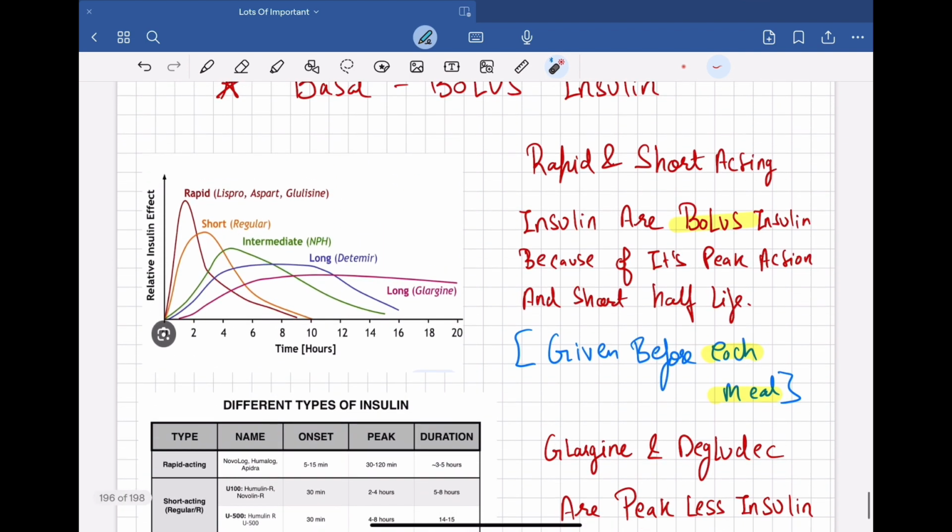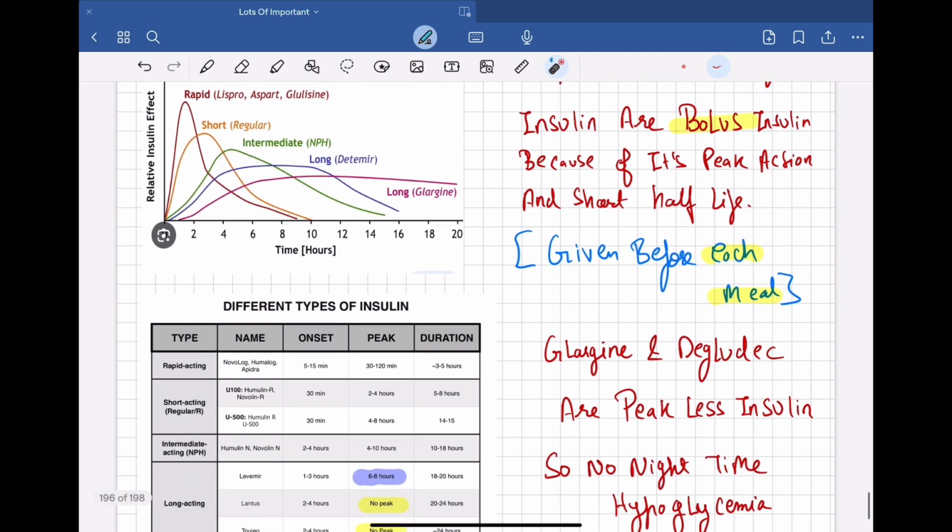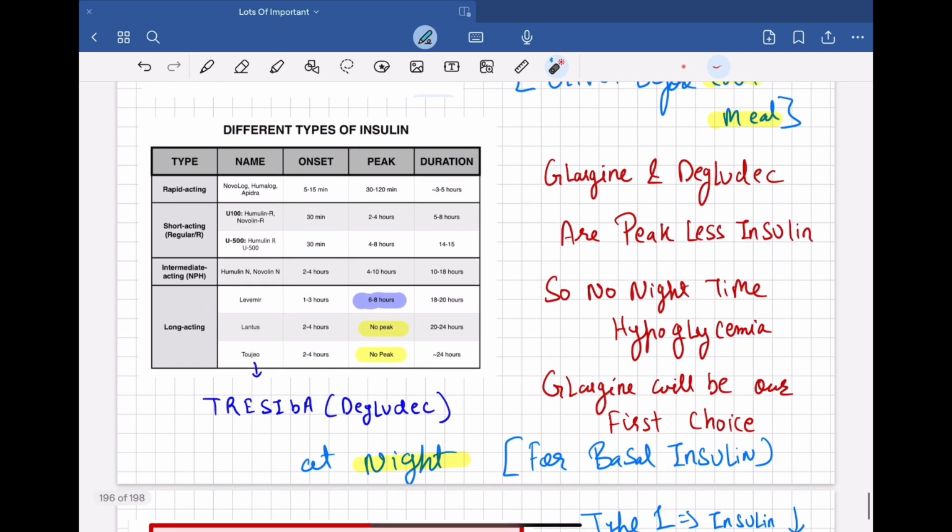So basal bolus insulins are added before each meal because they are rapid acting and have a short half-life. And glargine and degludec are peakless insulins, so no nighttime hypoglycemia. And glargine will be our first choice for basal insulin and will be given at night.